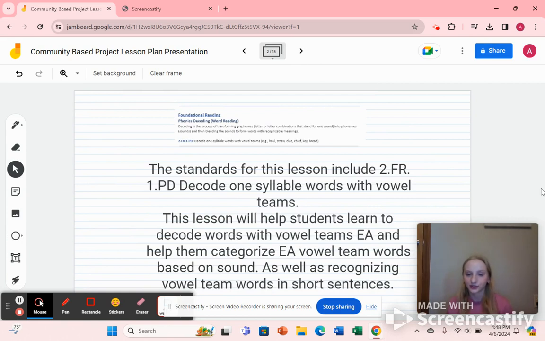The standards for this lesson include second grade foundational reading standards as well as phonics decoding standards. The standard for this lesson is that students will be able to decode one-syllable words with vowel teams, and the specific vowel team for this lesson is the EA vowel team. And for this lesson, students will be able to categorize EA vowel team words based on the different types of sounds they make, as well as recognizing them in short sentences.